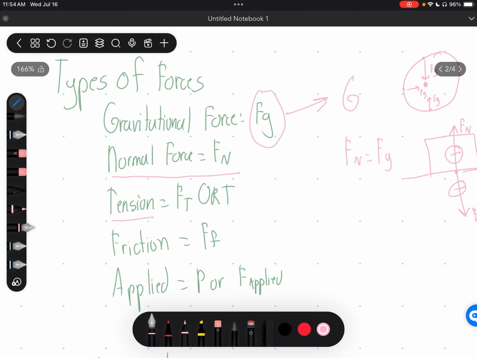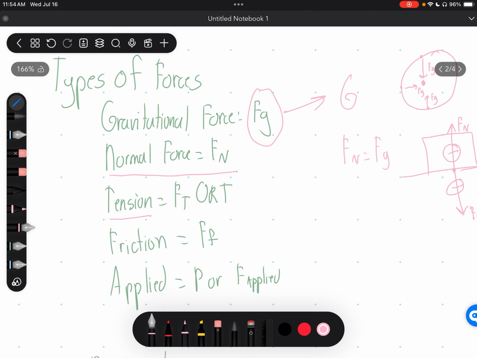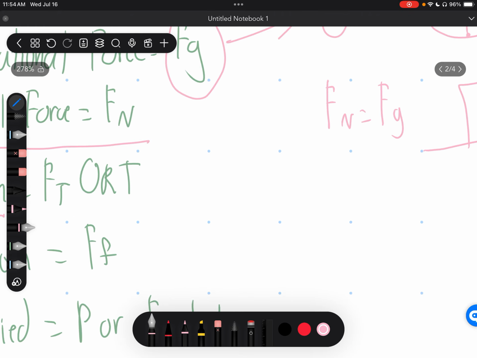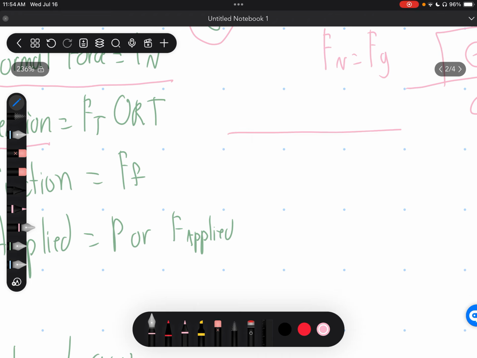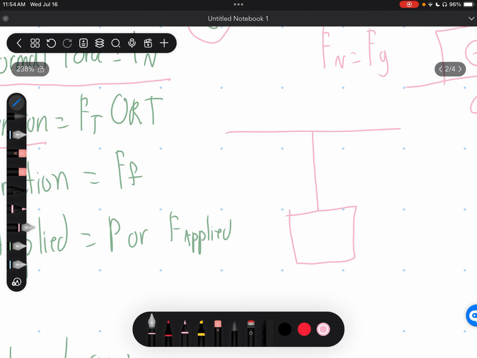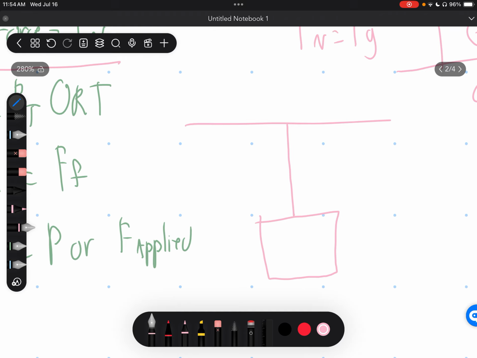Now, let's look into tension force. Tension force you see so far in Unit 2 as this sort of object. You would have this as the ceiling, a string or any type of rope, and a box like this. So from here, we know that the string has to be pulling up on the box, right?